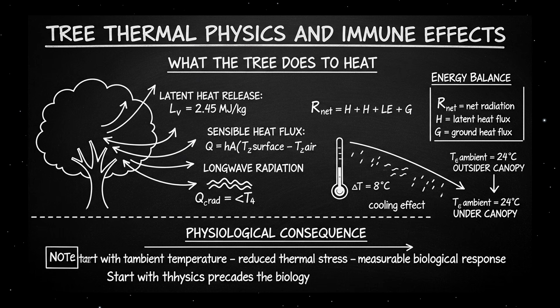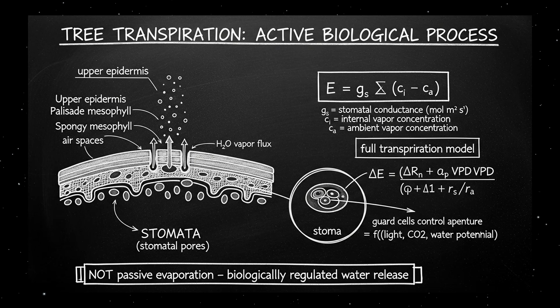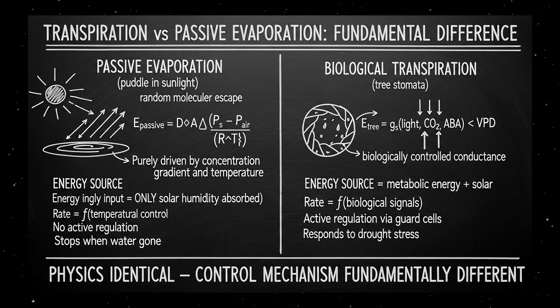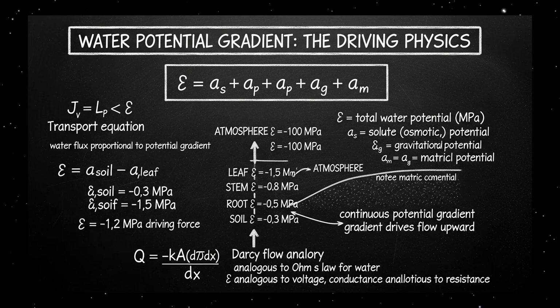Start with what the tree does to heat. One mature tree transpires, releases water vapor through microscopic pores in its leaves called stomata, at a rate of roughly 200 to 400 liters per day. This is not passive evaporation, the way a puddle dries in sunlight. It is an active biological process driven by the physics of water potential gradients.